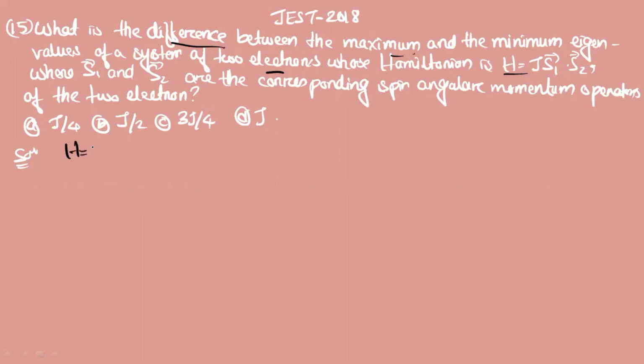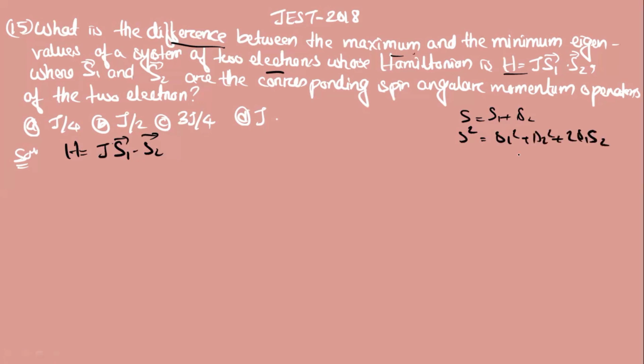So what is given to you? H equals J S1 dot S2, right? So if you see here, you know S equals S1 plus S2. All right. If you do the squaring, then you can write S square equals S1 square plus S2 square plus 2 S1 dot S2. Okay, from here you can write S1 dot S2 equals S square minus S1 square minus S2 square divided by 2. Right? This is what you will write. So you can write from here. Okay, what you will write?